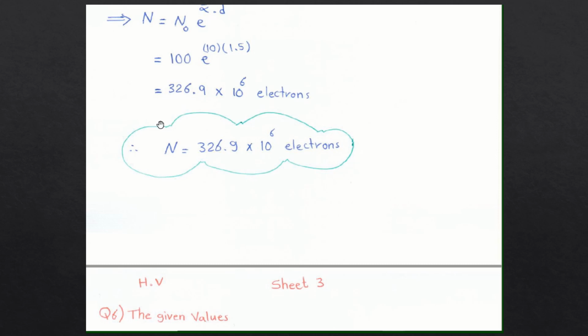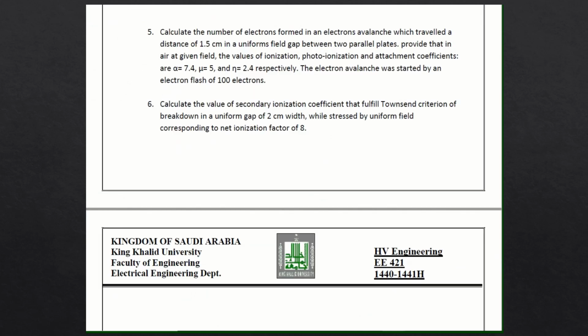If you have any doubt in this question, just write your doubt down and I will explain everything, okay? So let's move on now to question number 6. Question number 6 will be very easy. It's exactly like question number 5. So let's see what he wants us to calculate.